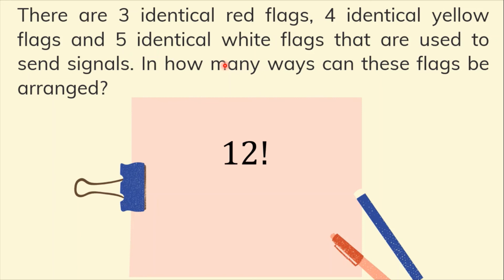12. So, we have to arrange it into 12 factorial ways. Now, since identical, nabanggit naman doon sa problem na may mga identical flags, so we need to divide 12 factorial by 3 factorial para sa 3 identical red flags, then 4 factorial para sa 4 identical yellow flags, and 5 factorial for the 5 identical white flags. So we have 12 factorial divided by 3 factorial, 4 factorial, 5 factorial.